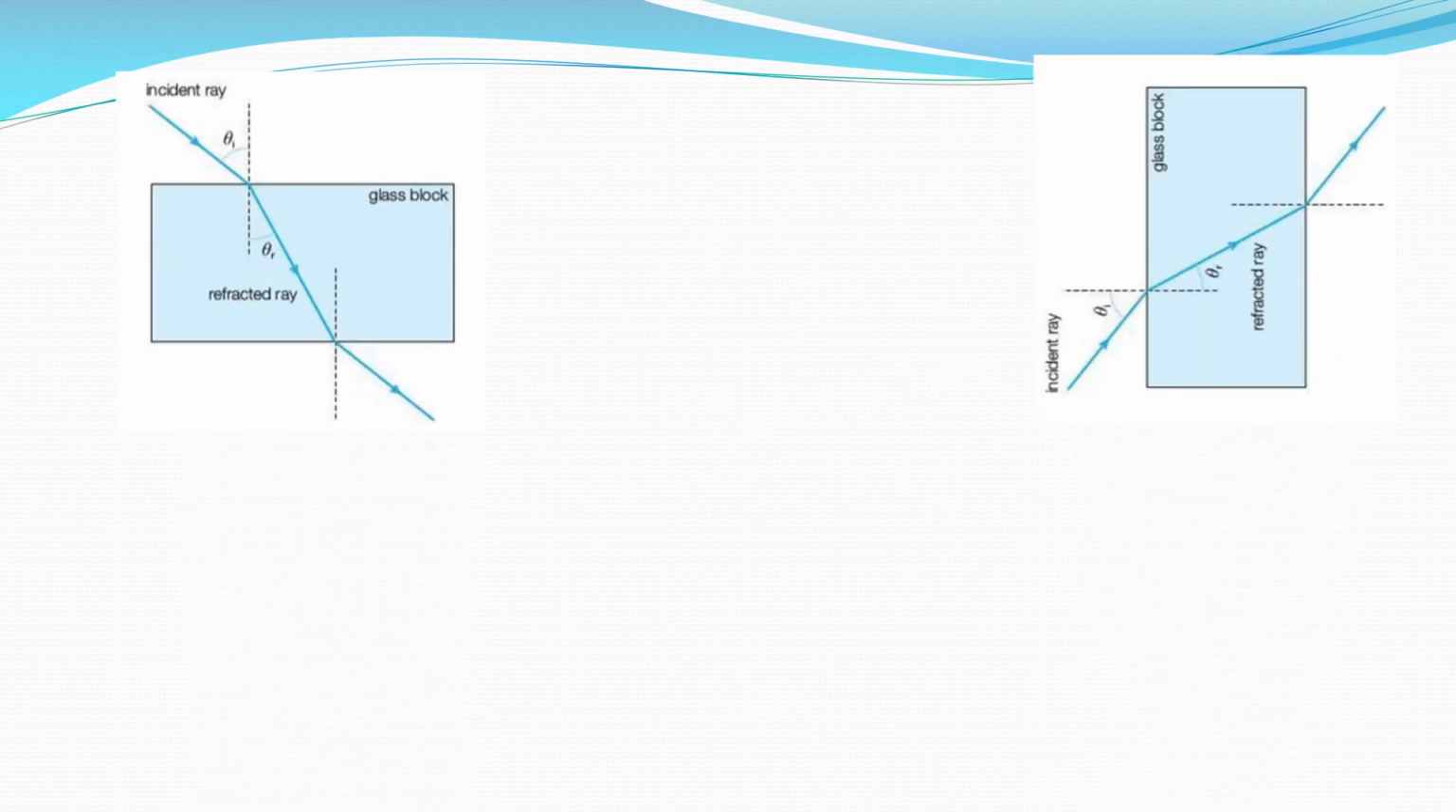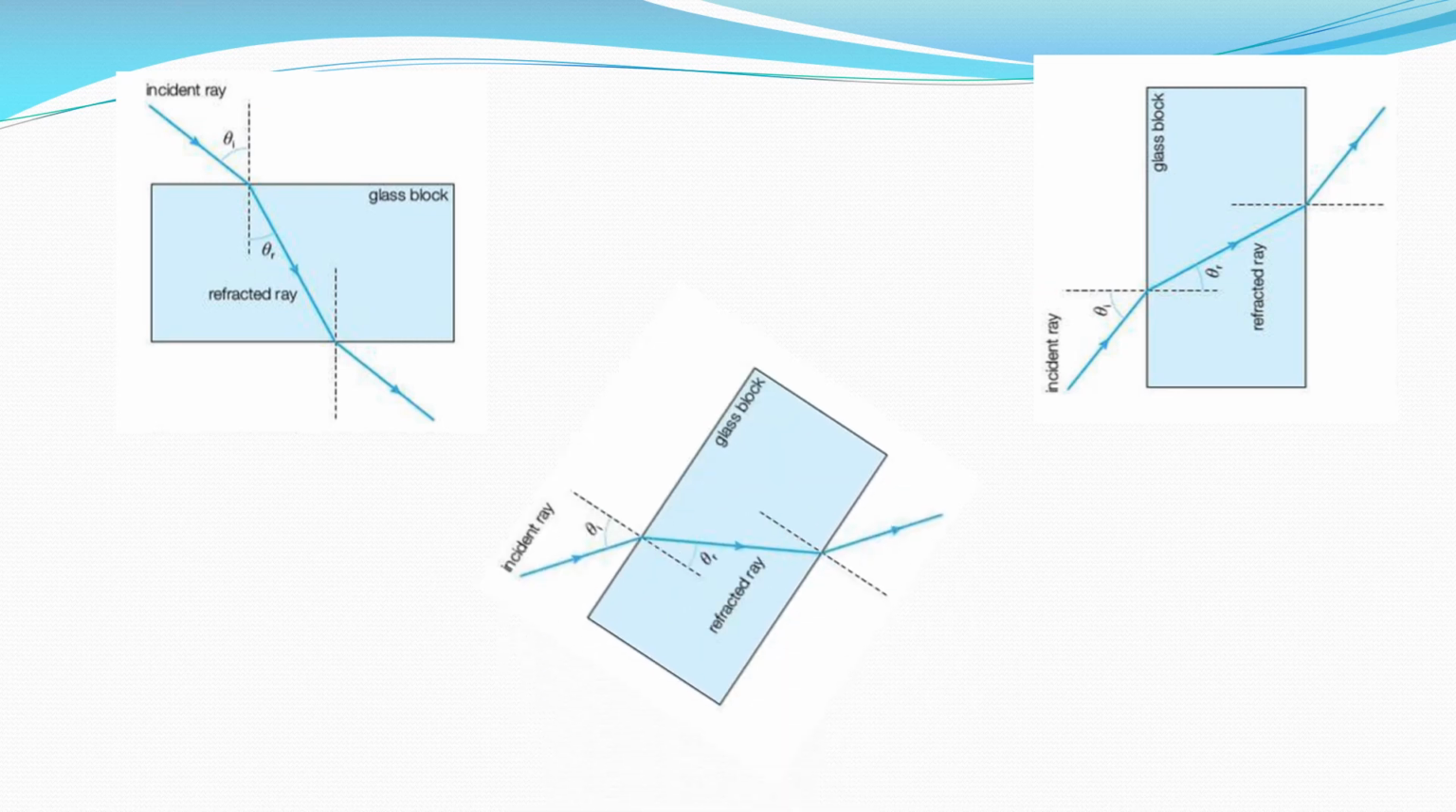Now, as I said previously, please remember that your normal is always at 90 degrees to the surface. That means that the normal doesn't particularly need to be either vertical or horizontal. Obviously it is vertical here and it is horizontal there, but it could be at a weird angle like this. So if this is my boundary, then my normal has to be at 90 degrees to that boundary.